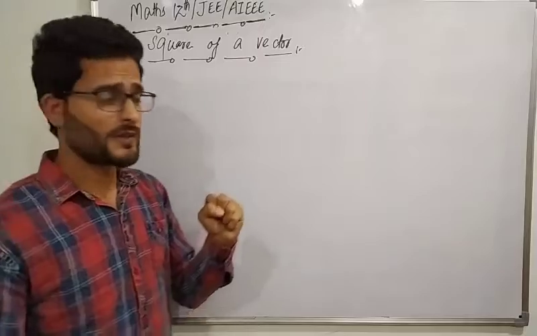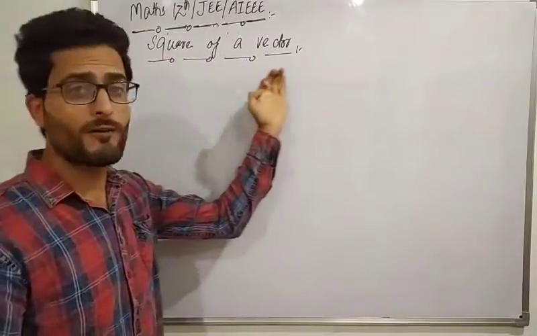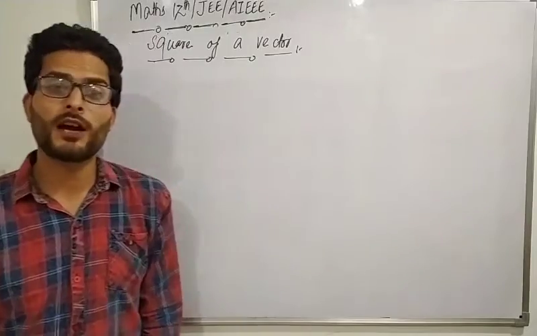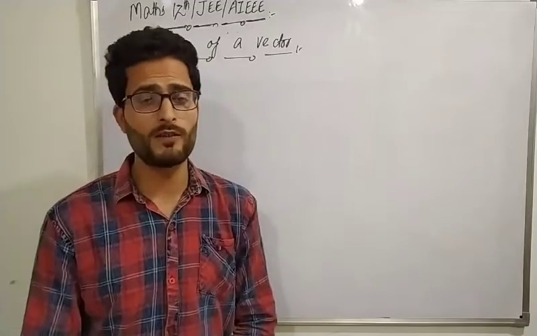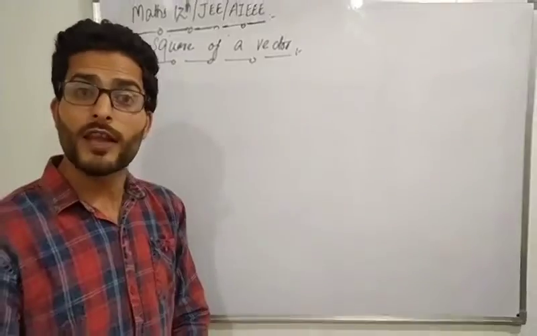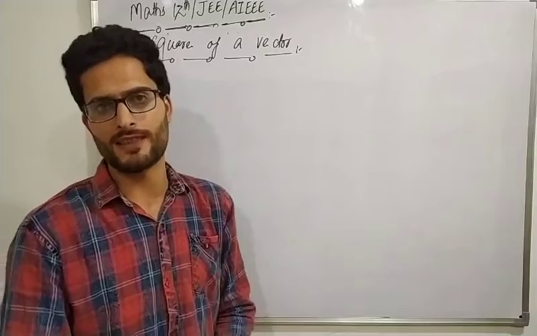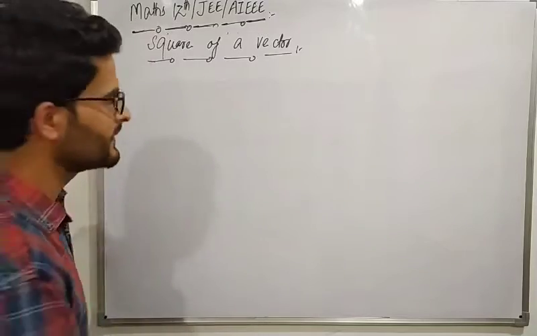Now next we have the concept of square of a vector. एक वेक्टर का स्क्वायर क्या होता है? एक छोटी सी डेफिनेशन है, इंपॉर्टेंट वन है. तो स्क्वायर ऑफ ए वेक्टर क्या होता है? एक वेक्टर का स्क्वायर हम कैसे करते हैं? फर्स्ट यू मे हैव द डेफिनेशन.